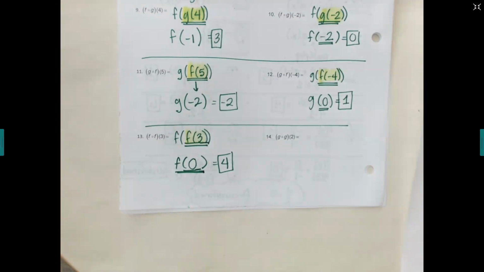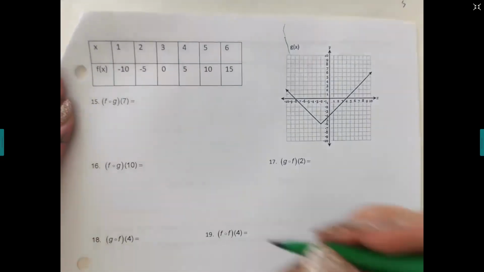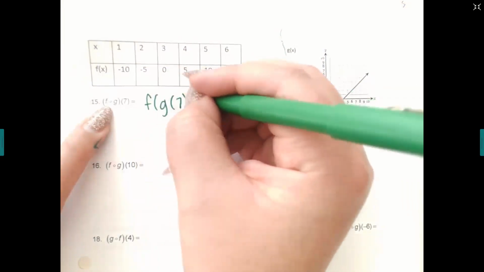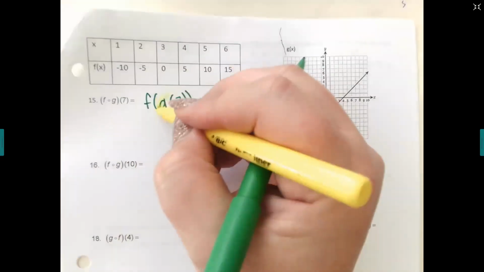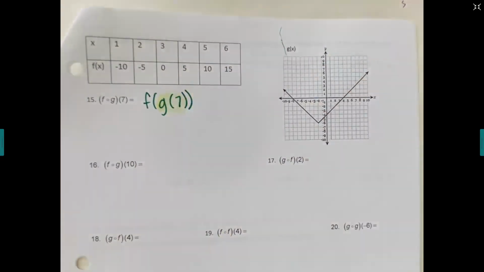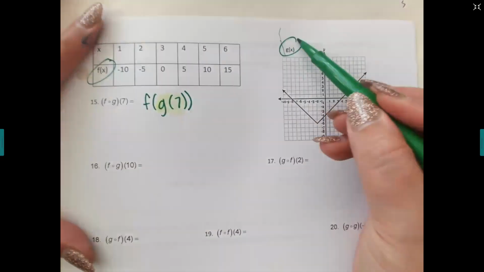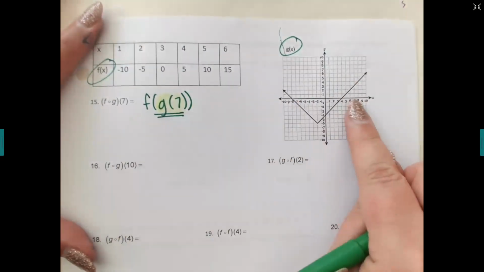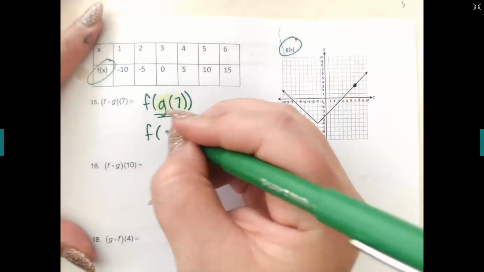Number 15, you'll notice that you have a graph here and a chart. If I want F composition G of 7, then I'm going to follow the same order, F of G of 7. And remember, I'm going to evaluate these from the inside out. So I'm looking for G of 7 first. My chart is F, my graph is G, so I'm using this one. And then G of 7 would be right here at a height of 3.